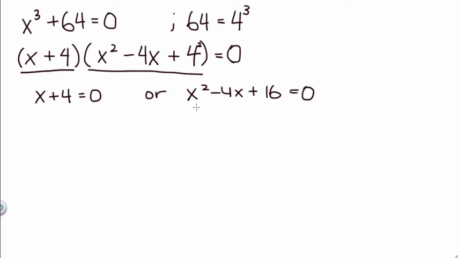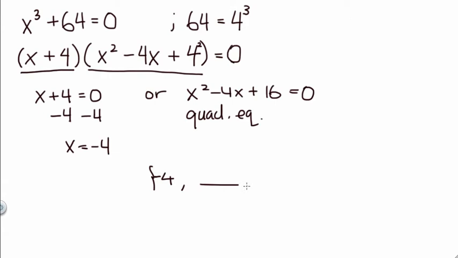Okay, so you use the quadratic equation for this one and solve. And then for this one, you can just subtract 4 from both sides, and you get x = -4. So the solution set is going to be -4, and then whatever you get for this part.